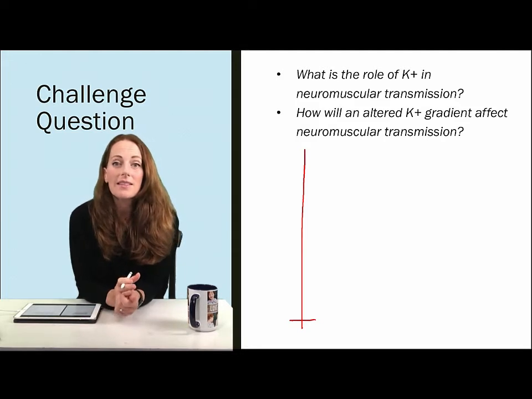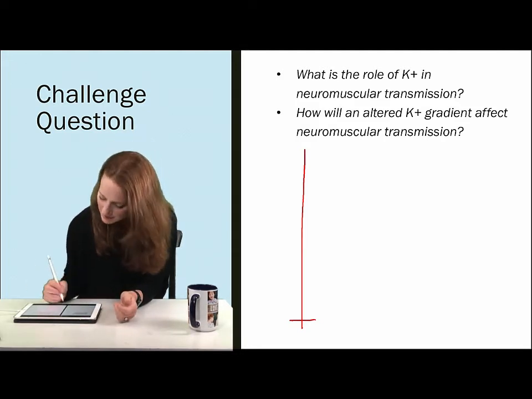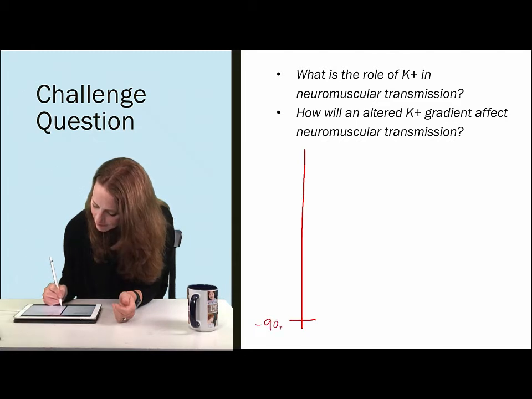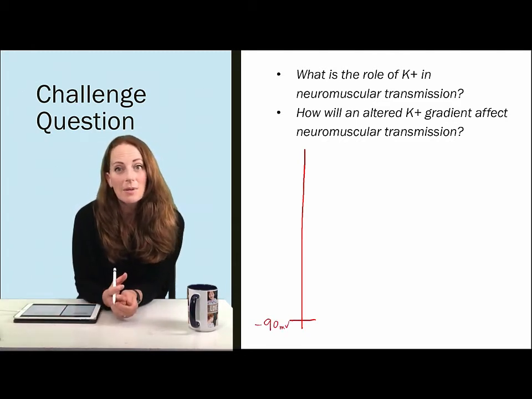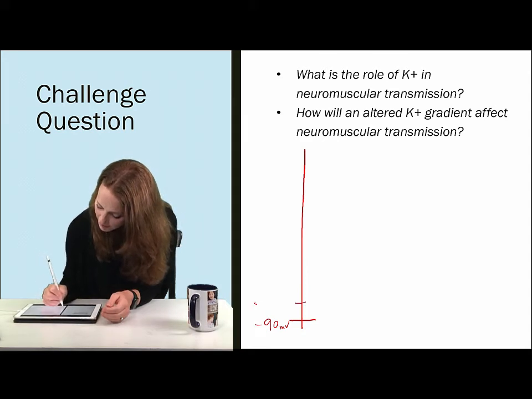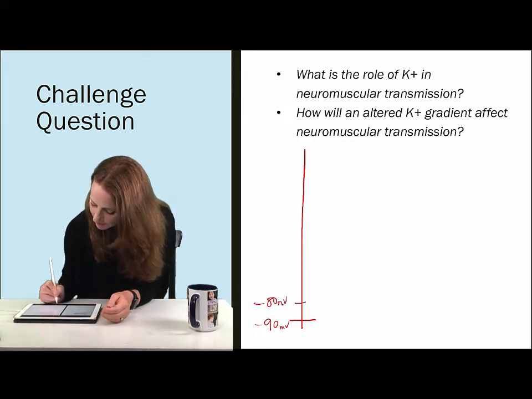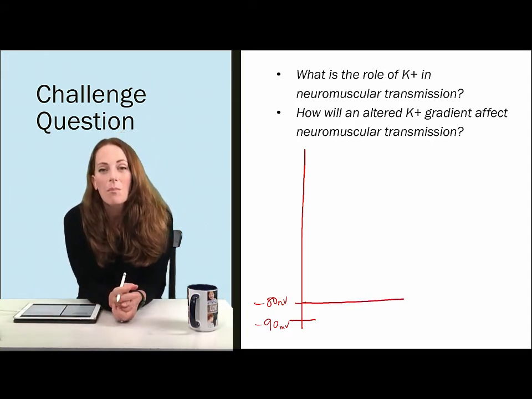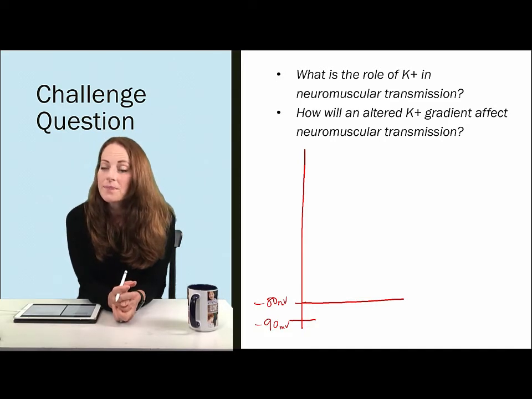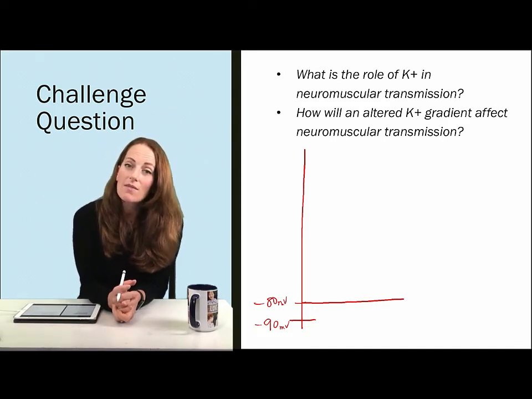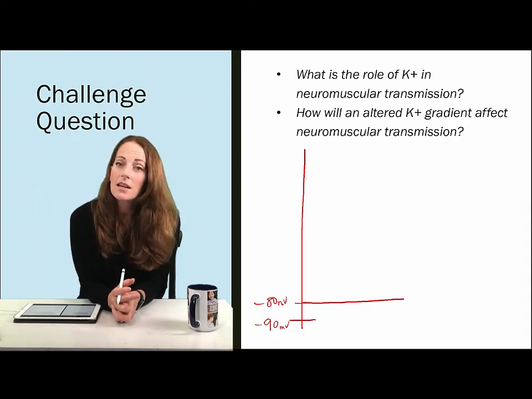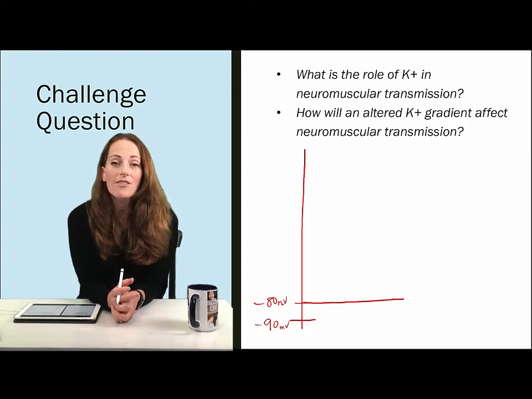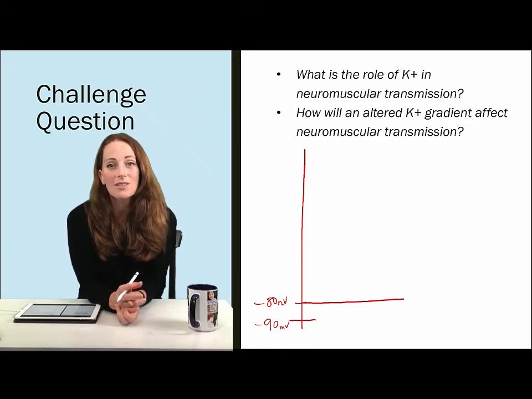So what we know is that the equilibrium potential for potassium is somewhere around minus 90 millivolts, and that our resting potential for any given neuron is around minus 80 millivolts. So our normal resting potential is going to be sitting at minus 80 millivolts. We also know that potassium is involved in the falling phase of the action potential and the after hyperpolarization of the action potential. But first, let's look at the effects on resting membrane potential.